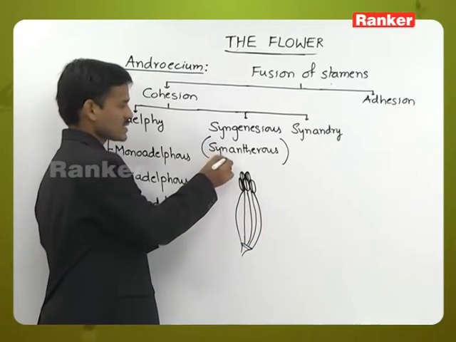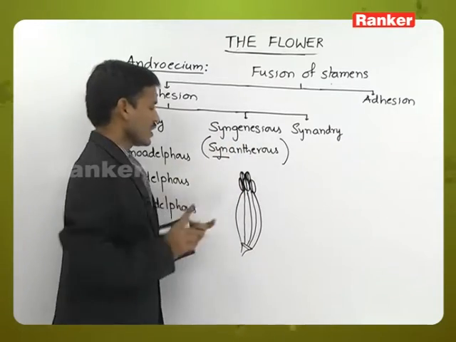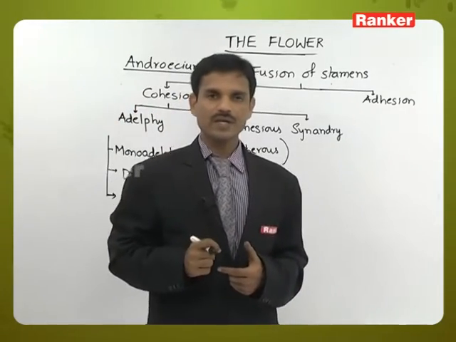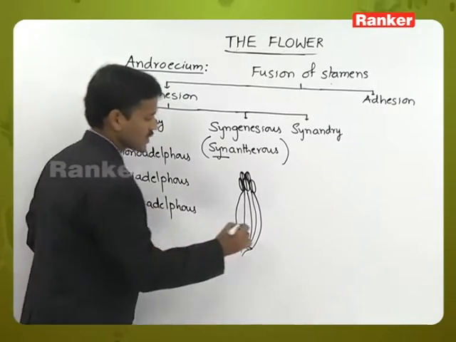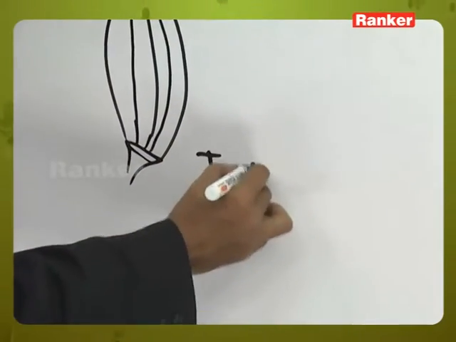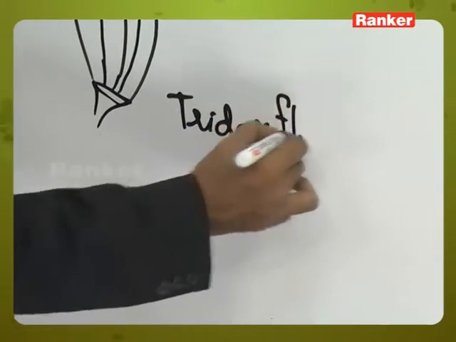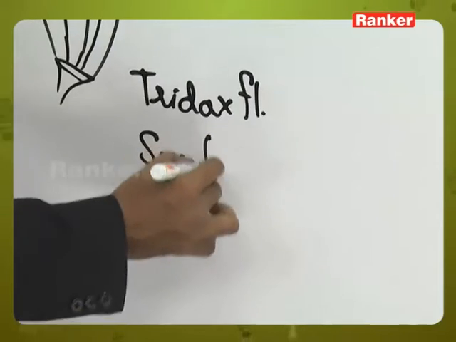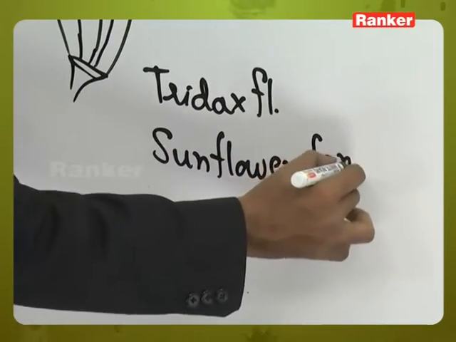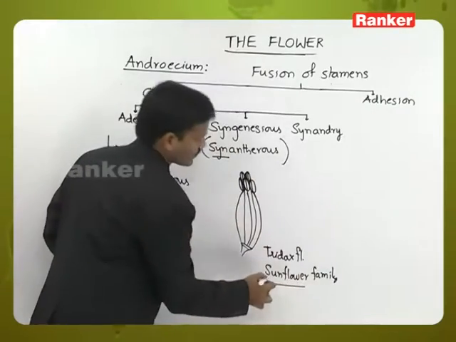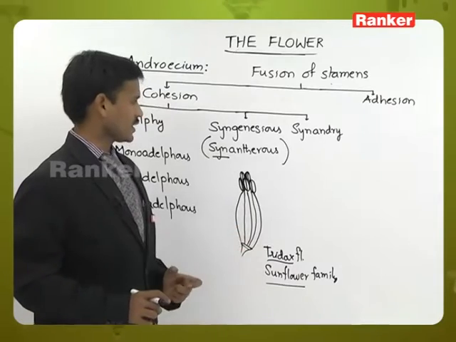So synantherous, syn means fusion. So anthers are fused, filaments are free. This condition is called synantherous or syngenesious condition, observed in the Tridax or sunflower family. Tridax flowers or sunflower family.